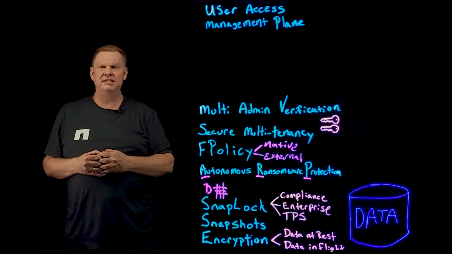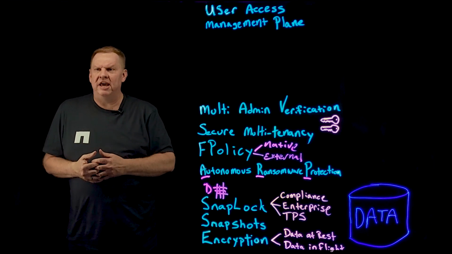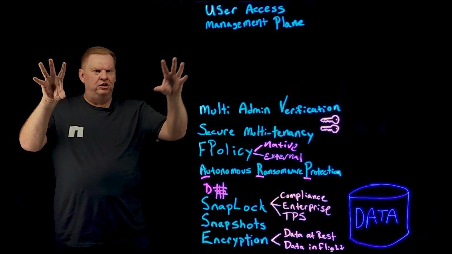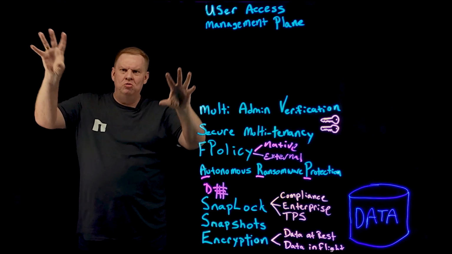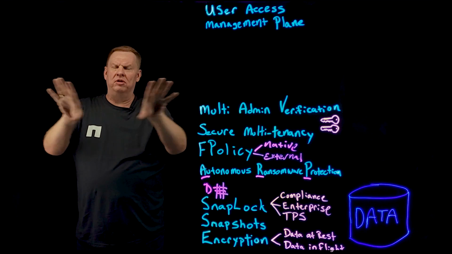And secure multi-tenancy is one of those capabilities that a lot of our customers take for granted. Let's say you have your blue group over here and your green group over here, and you don't want them to see each other's data. They don't want to be able to access each other's information or anything like that.